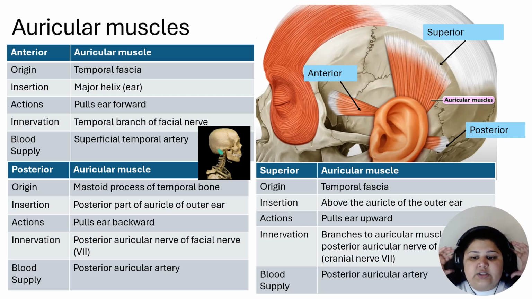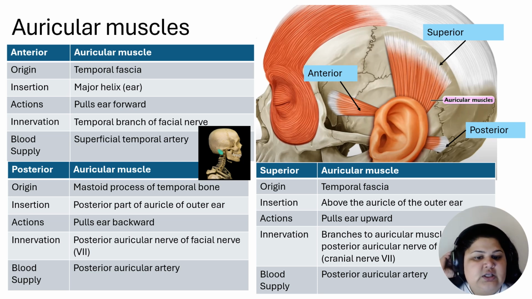Auricular muscles, these are the muscles right behind our ears, posterior to our ears. Okay, so origin, temporal fascia, this is the temporal fascia. Insertion, major helix, the ear, right? Actions, pulls ear forward. I have a really hard time pulling my ear forward, but some people can. I can do it. So you can try doing it if you can. Chances are auricular muscles are the ones that will be helping you do it. Innervation, temporal branch of facial nerve. The blood supply is superficial temporal artery.